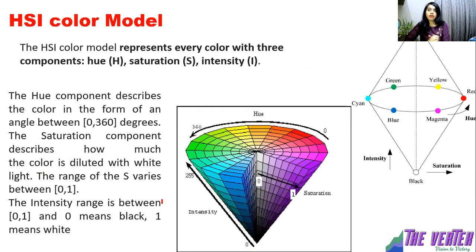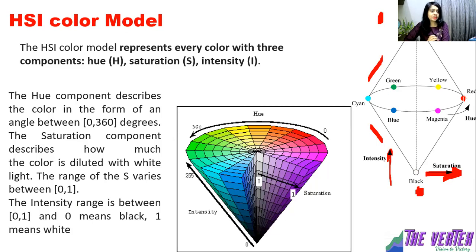Now the next color model is the HSI color model. What is the HSI color model? The HSI color model represents every color with 3 components, that is hue, saturation and intensity. Now here the coordinate system for the HSI model is shown. You can see here the saturation is varying in this direction. This end represents black, this upper end represents white. Intensity is increasing in this direction. That means here the intensity is lowest and at the top the intensity is highest.